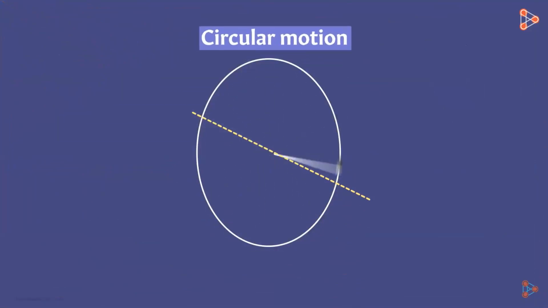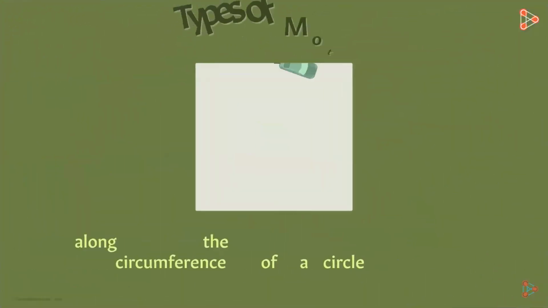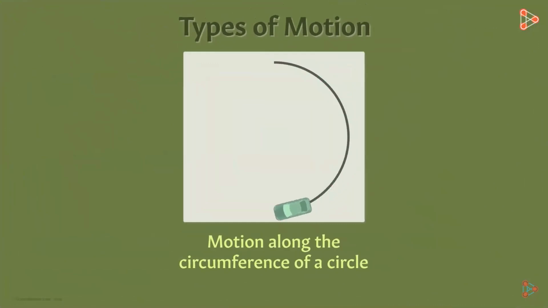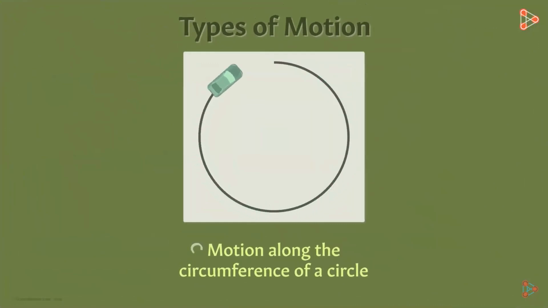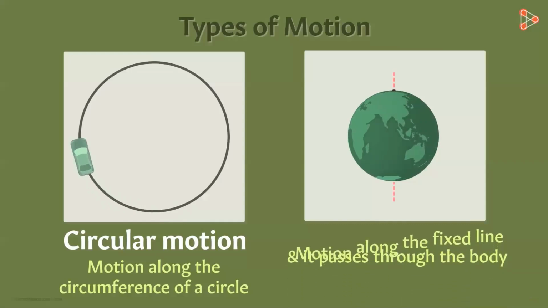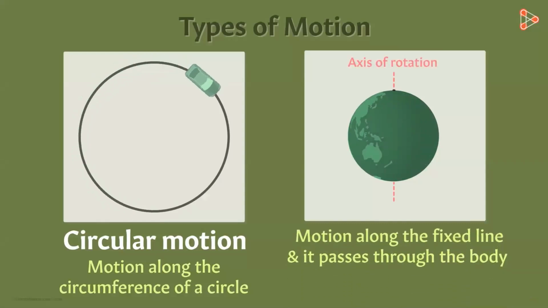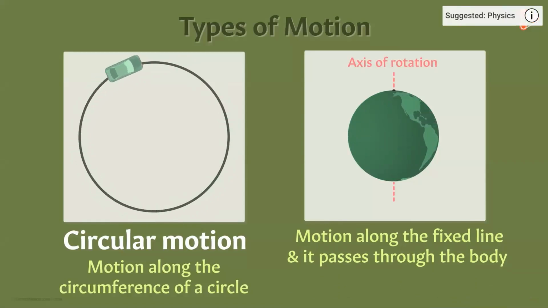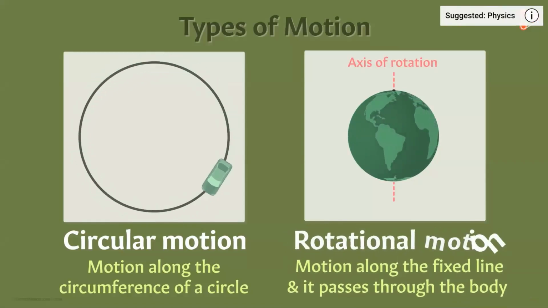So this is the difference between circular and rotational motion. If a body moves along the circumference of a circle, we say that it's performing circular motion. And if the body is spinning around a fixed line called the axis of rotation, and that axis of rotation passes through the body, we say that it's undergoing rotational motion.